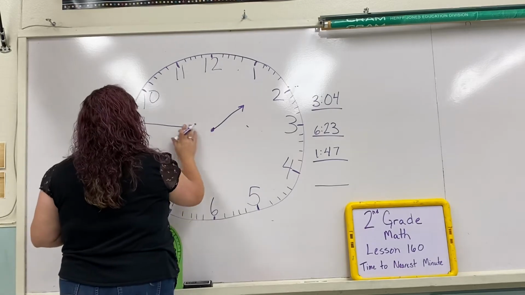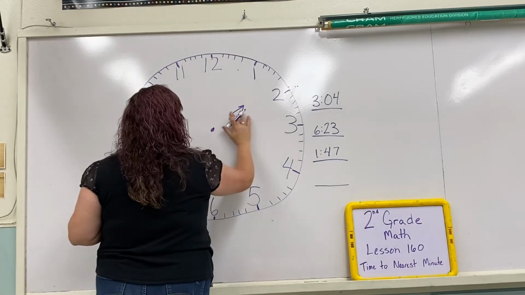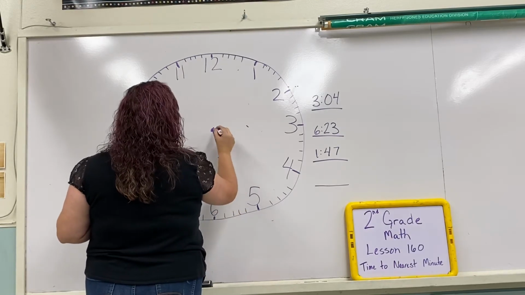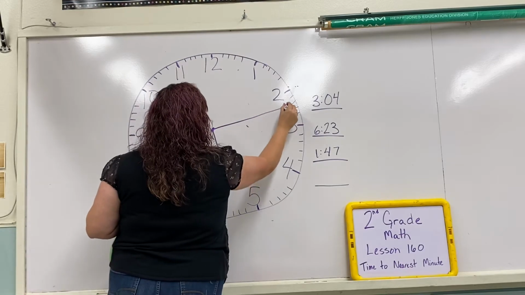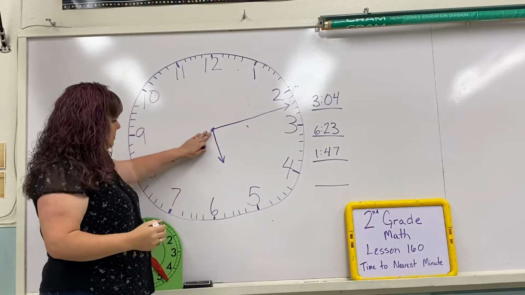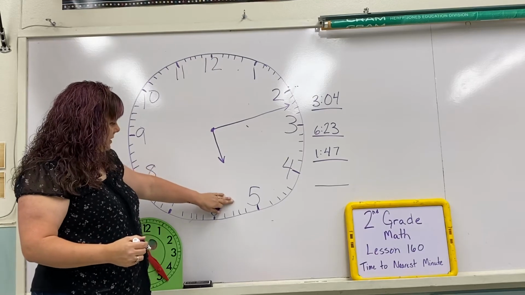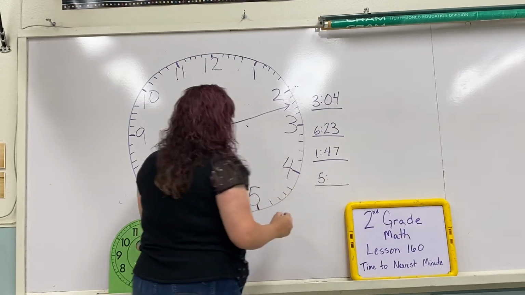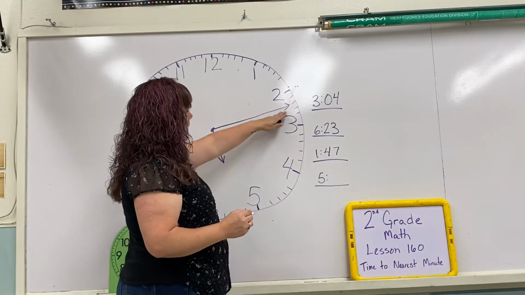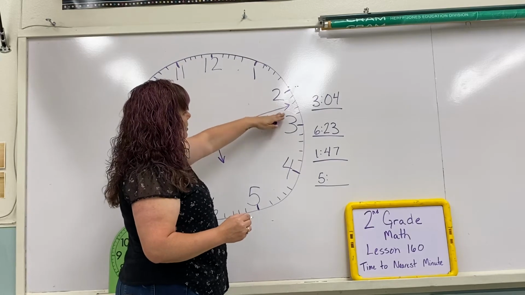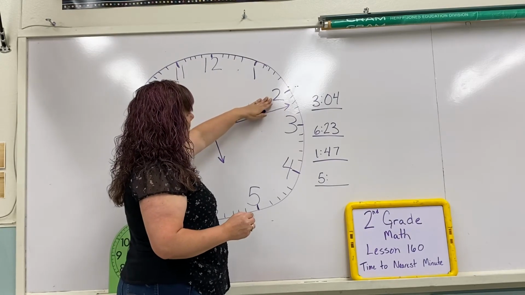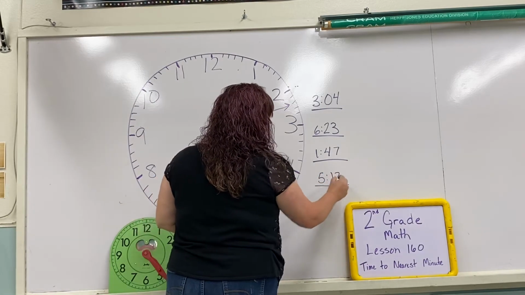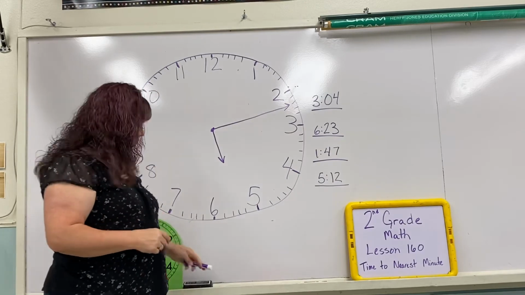Okay? So let's try one more, and then we'll take a look at your page. Okay, so my small hand, it's between the 5 and the 6. So we go with 5 o'clock. And let's look at our big hand. Where's our big hand? Okay, we got to count by 5s until we can switch. 5, 10, 11, 12. This one is 5:12 if we were counting by the minutes.